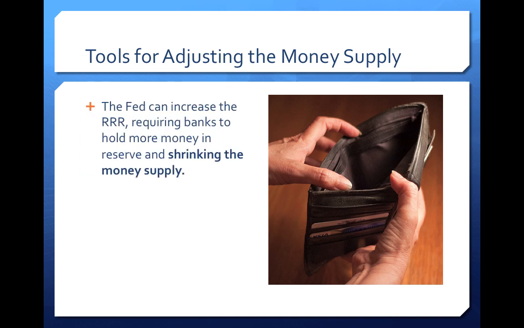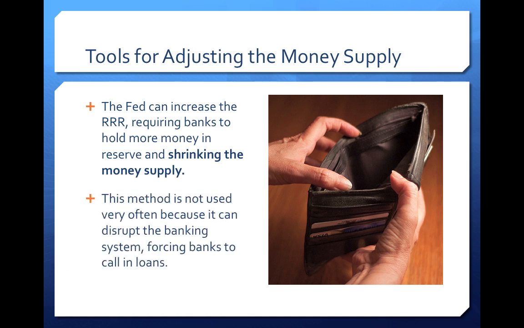Okay, the Fed can also increase the RRR, requiring banks to hold more money in reserve, shrinking the money supply. However, this is not used very often because it can disrupt the banking system, forcing banks to call in loans. And when a bank calls in a loan, you're eroding confidence in that bank.